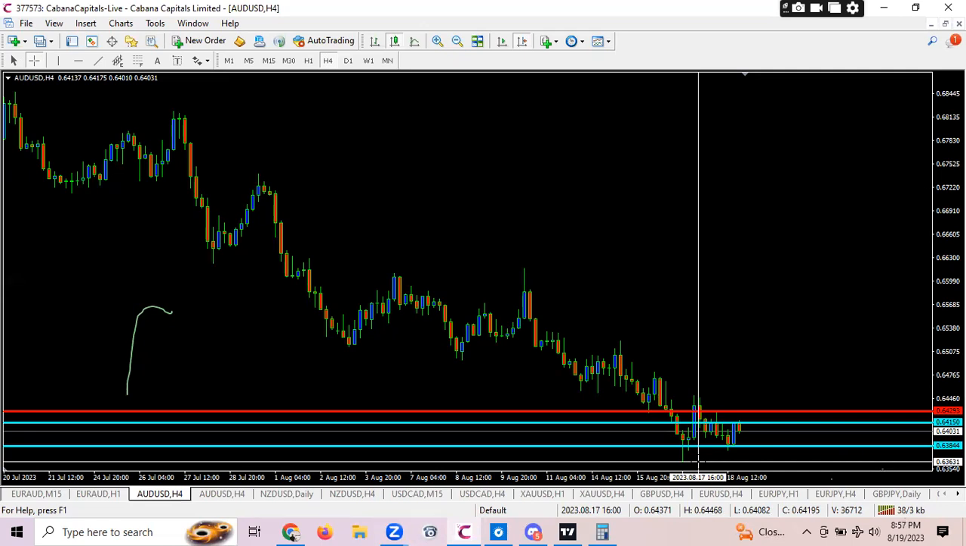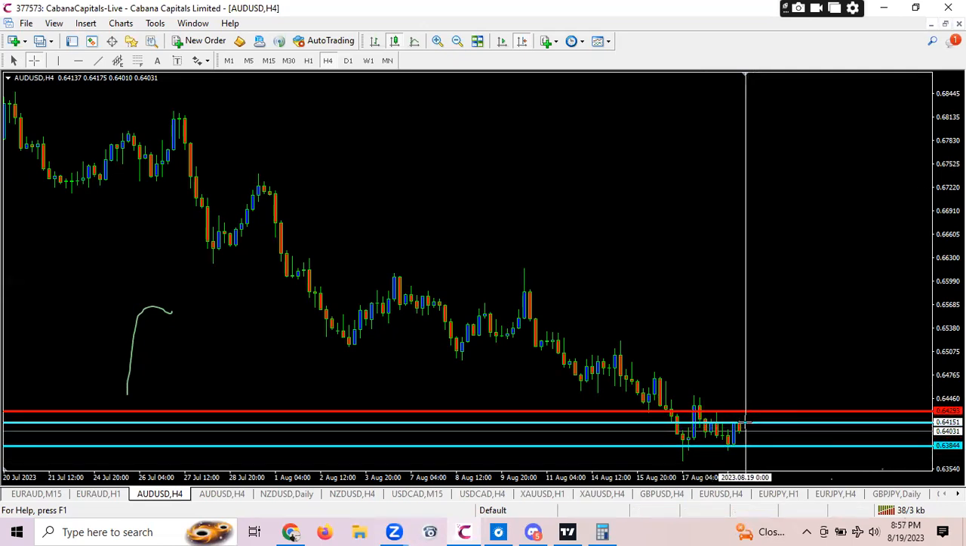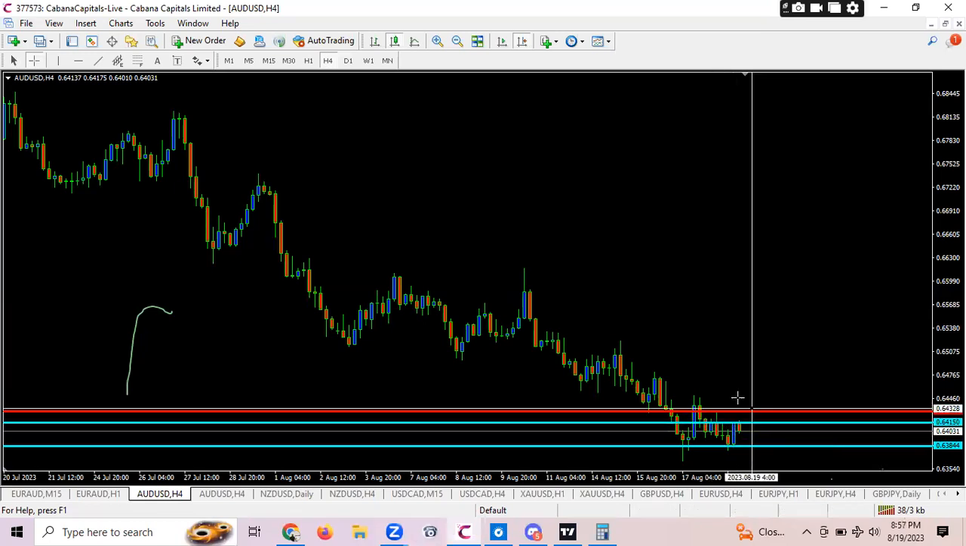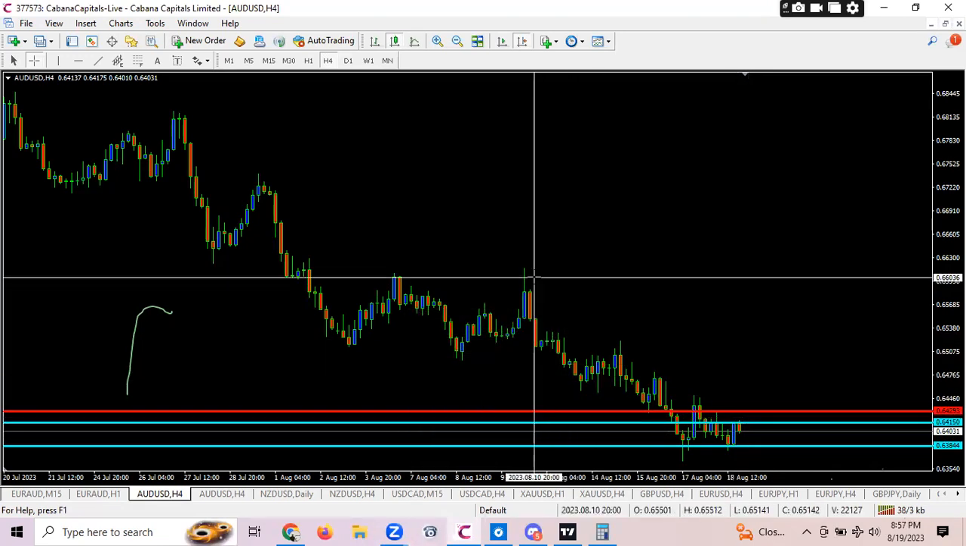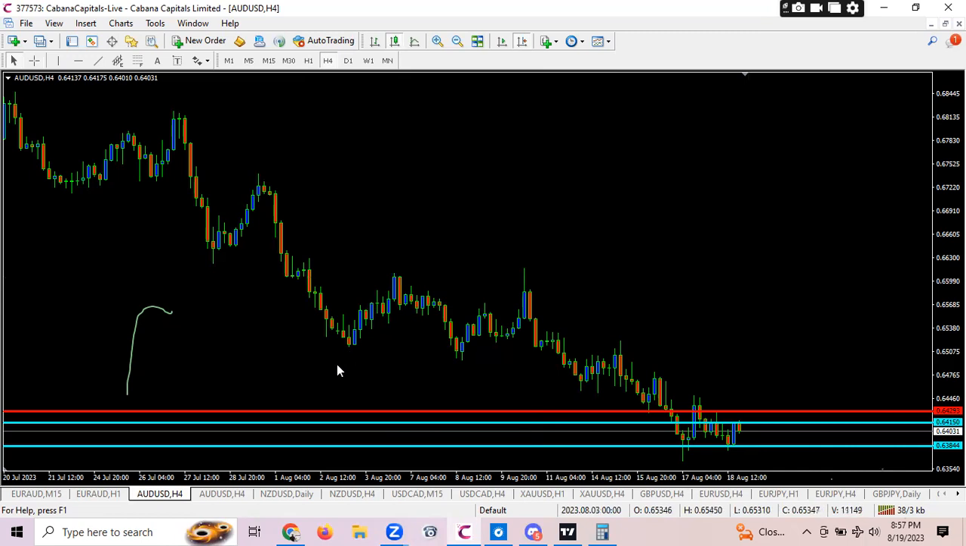So that's it for Australian dollar USD. I would be buying Australian dollar USD above this zone. This is my supply zone. Okay. So that's it for Australian dollar USD. Let's move to the next pair.